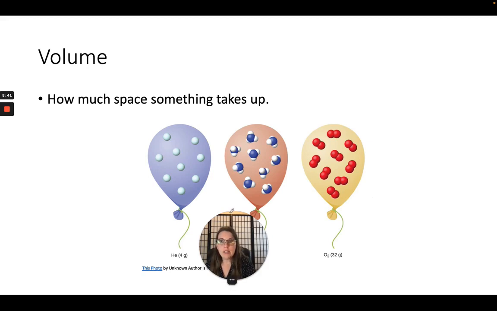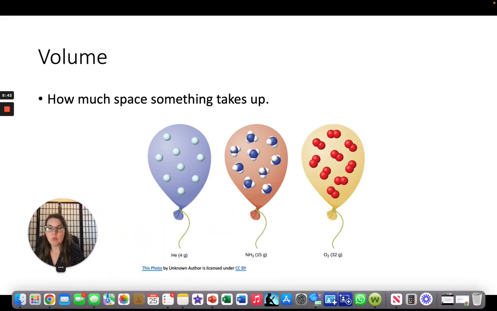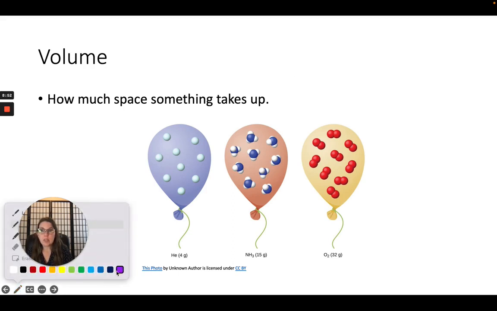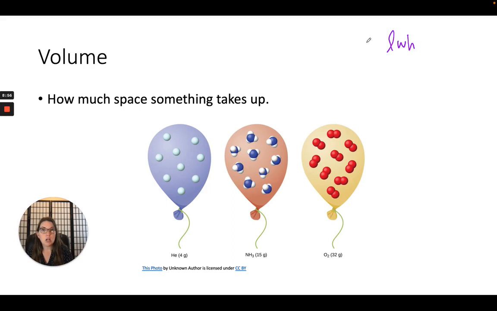All right, last but not least, we're going to talk about volume. We're already somewhat familiar with volume because it's how much space something takes up. And we know some formulas for volume. We know length times width times height, which is the formula for the volume of a box, and for a cylinder, pi times the radius squared times the height. And for math, I believe you know the formulas for some other shapes as well.